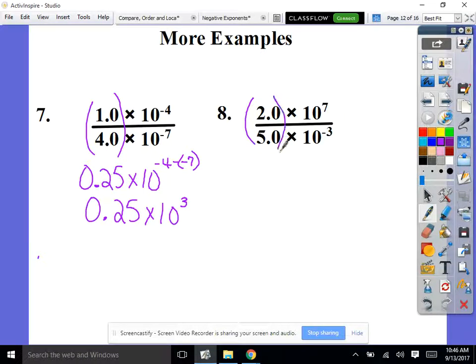2 divided by 5, 2/5 is actually 4/10 times 10 to the 7 minus negative 3. Minus negative really means plus. So 4/10 times 10 to the 10th. And we will finish that one tomorrow as well.